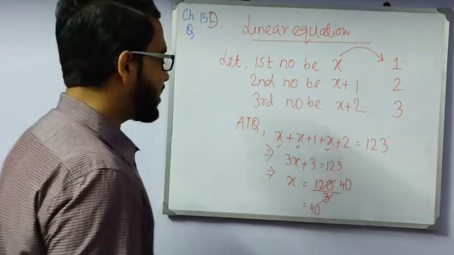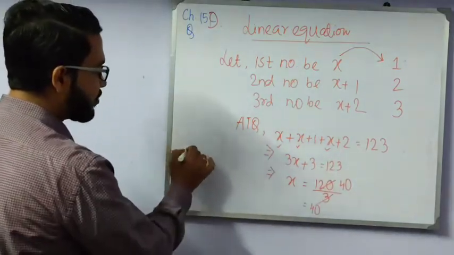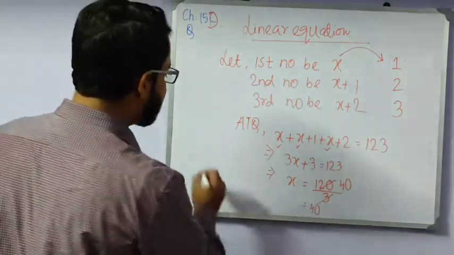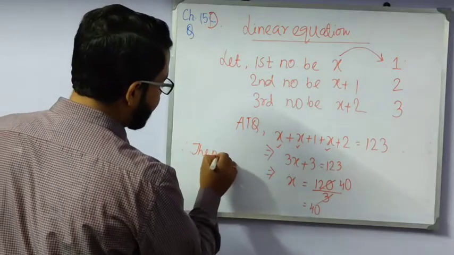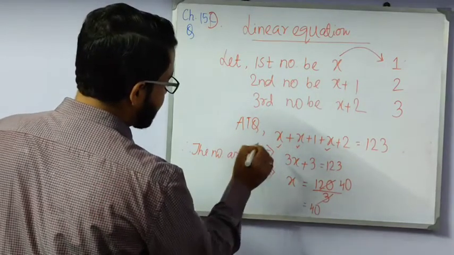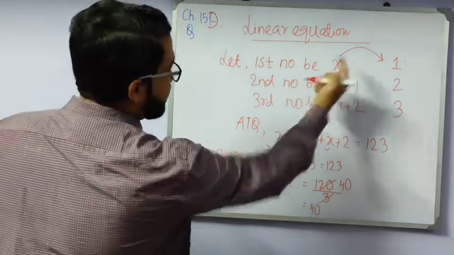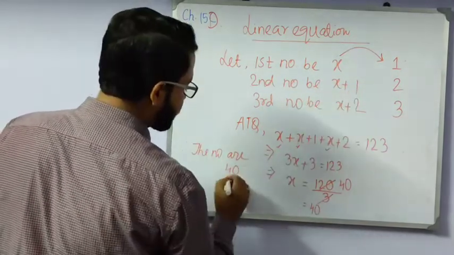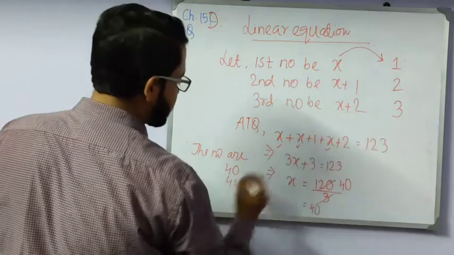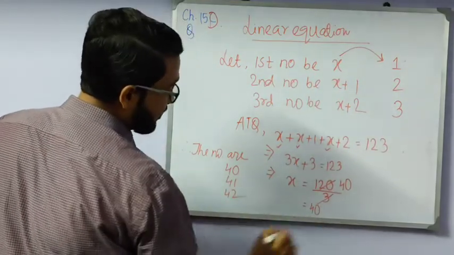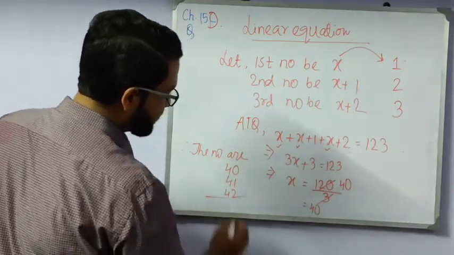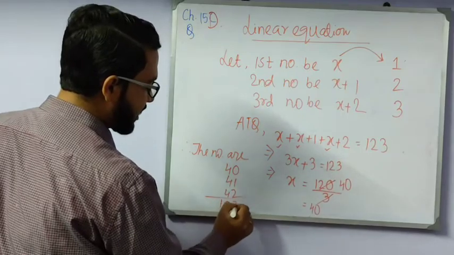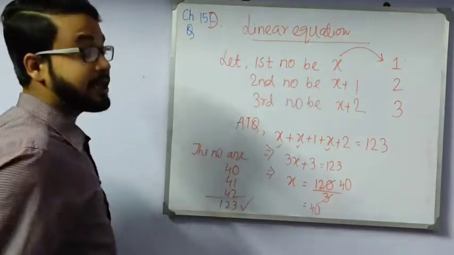So what are the numbers? At the end of your page, you have to write the numbers are. What are the numbers? x, that is 40. The next one, x plus 1, means 40 plus 1, 41. 40 plus 2, that is 42. And check the answer by yourself. Sum of these 3 is 123 and your answer is definitely correct.